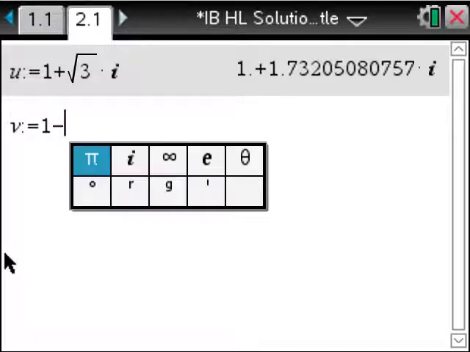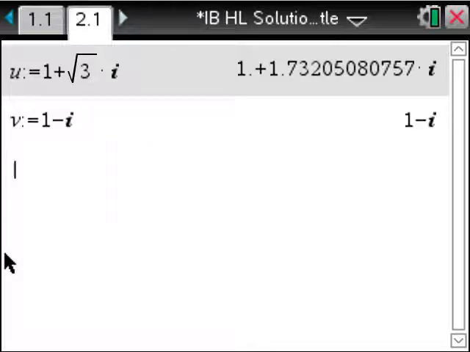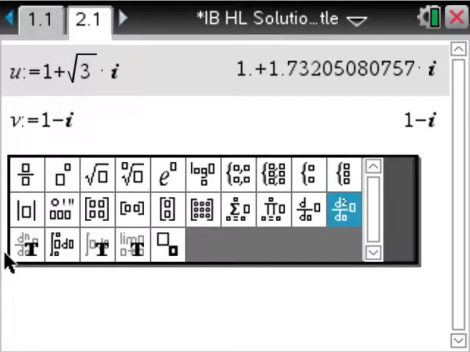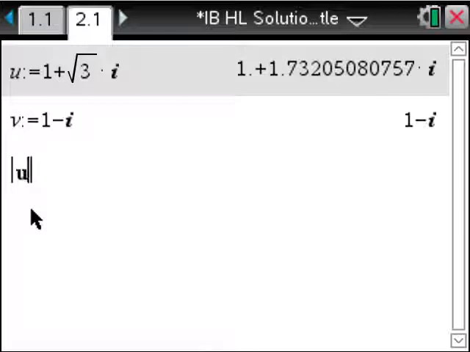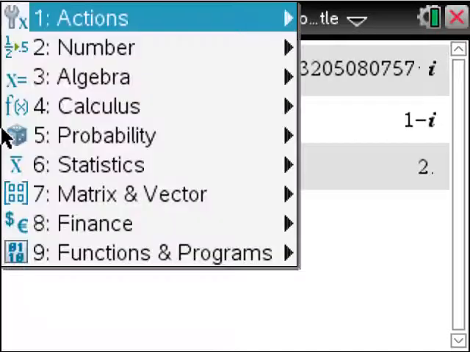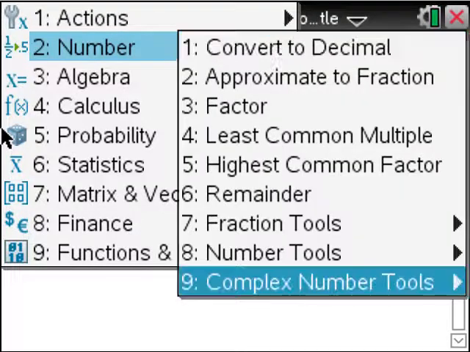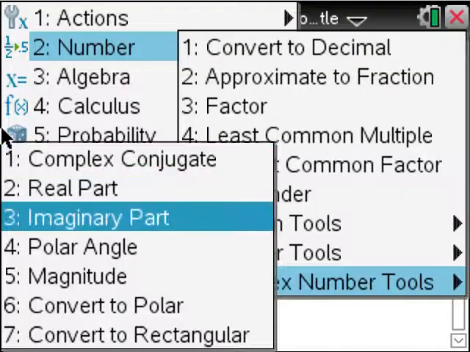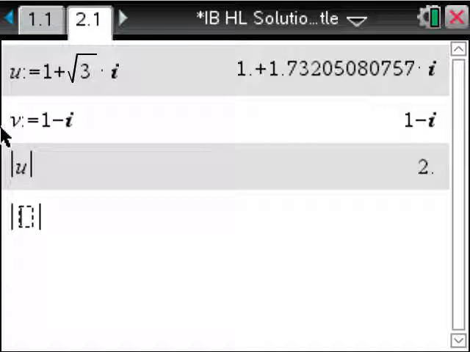Oops. Let's go to there. Okay, so we're asked to write it in modulus argument form. For each of these complex numbers you can get that quite quickly. For the modulus you can go to the template, choose the modulus template and just simply type in u, and there we go. Alternatively, you can do menu, number, go to the complex number tools, and you can go for the magnitude, and it gives you exactly the same command there.